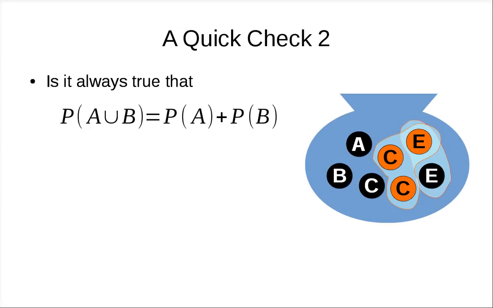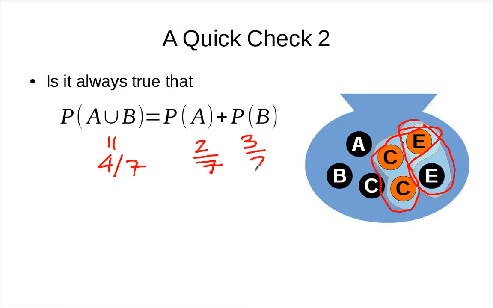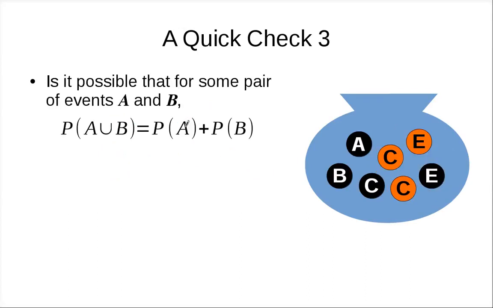Because from the previous example, we saw that the probability of the union of event A, this one, and this one, is equal to 4/7. But the probability of picking an E is 2/7, and this one is 3/7. If you add this up, then this is not equal. So this is not always true. Okay. The question is, is it possible that for some pair of events, this equation is true?